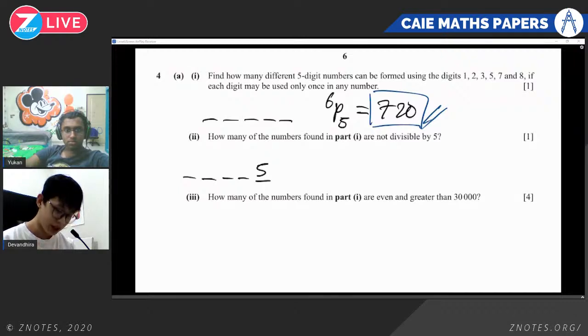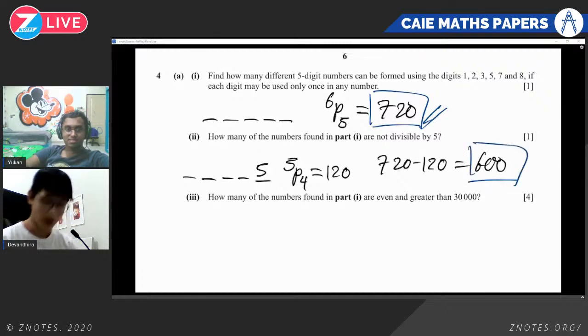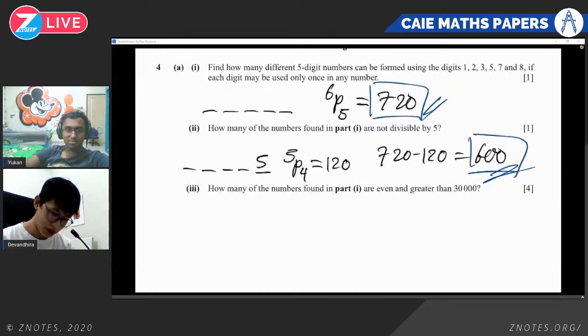We have 5 digits left and we care about 4. So that means we have 5 permutation with 4. That is 120. Is this our answer? No, that's the amount of numbers divisible by 5. So we have to subtract from our previous answer, correct? Yeah. Okay, so we have 720 minus 120. That is 600. Is this our final answer? Yeah. Okay, then don't forget to box your answer.